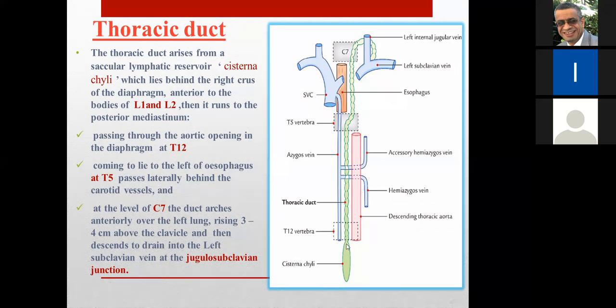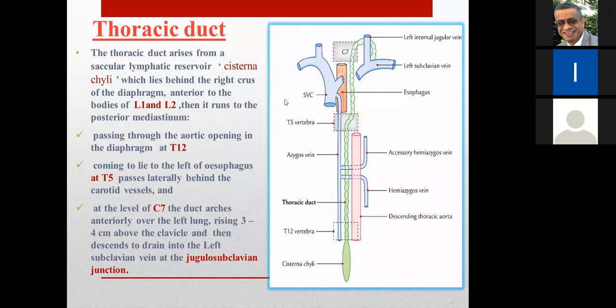The first level is the level of the aortic opening, where it lies with the aorta and the azygos vein through the same opening, and this is at the level of T12. Then it passes in the middle with the azygos vein to its right side and the aorta to its left side, and ascends to the level of T5.